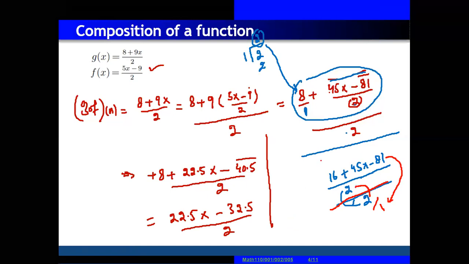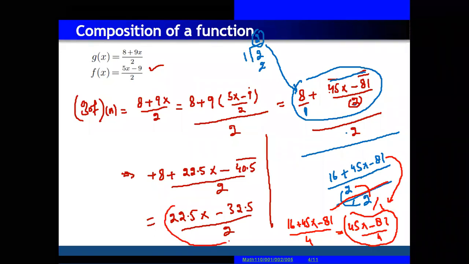So we have first of all 16 plus 45x minus 81, because we just multiply with 1, so there will be no change. Divided by 2 multiplied with 2, and 2 multiplied with 2 equal to 4. If you simplify this one, plus 45. So we have the same formula, 45x minus 81 divided by 4. This is also the final answer. This is divided by 4, this one divided by 2, because we divided firstly by 2.